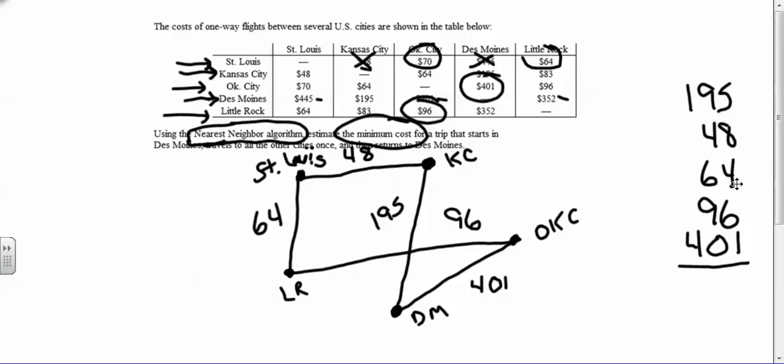13, 17, 23, 24? Carry the 2. 11, 15, 21, 30. It cost us $804 for that circuit. And again, that's a Hamilton circuit because we visited each vertex exactly one time. And it might not be the optimal solution, but it is a quick way to get an approximate solution.